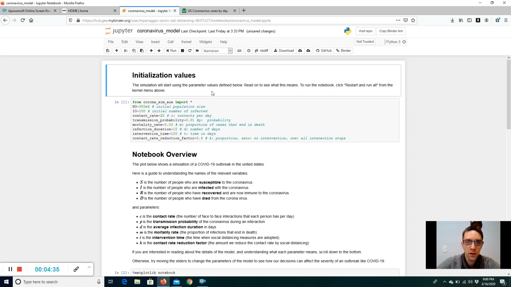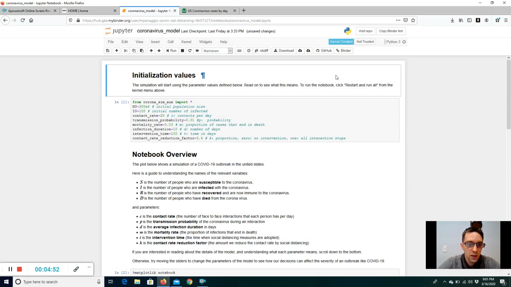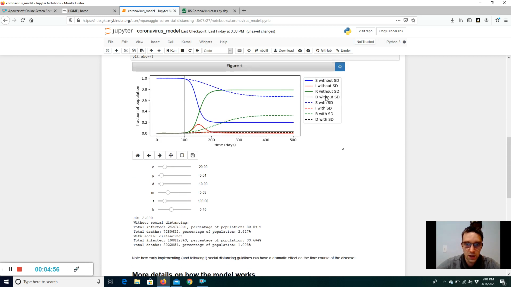But I want to point out that if you actually want to run the model and see how it works, you need to follow the instructions here at the top. It says to run the notebook, click Restart and Run All from the kernel menu above. So I found kernel. Scroll down. It says Restart and Run All. And that's actually going to run the simulation so that we can see the results and then play around with some of the parameters to see how it affects the answers.